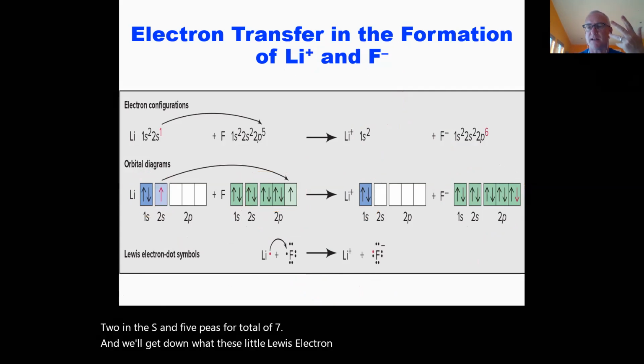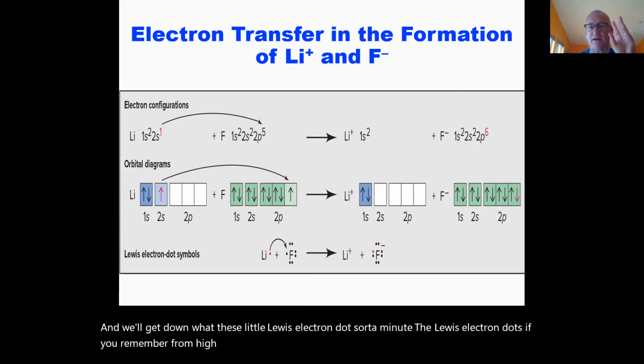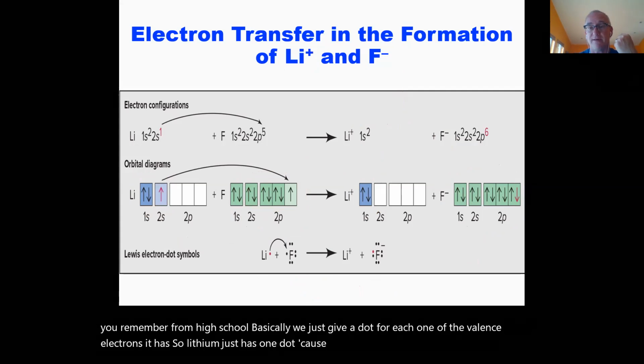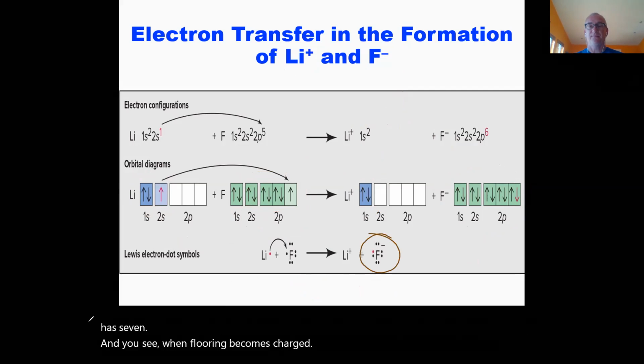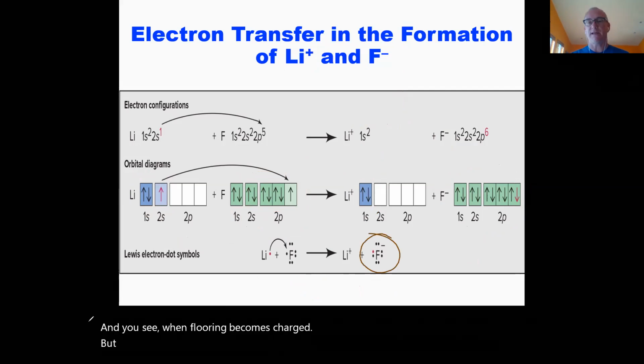The Lewis electron dots, if you remember them from high school, basically we just give a dot for each one of the valence electrons it has. So lithium just has 1 dot because it only has 1 valence electron, and fluorine has 7. And you see when fluorine becomes charged, it now has 8.